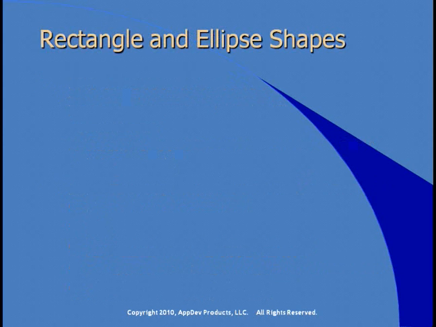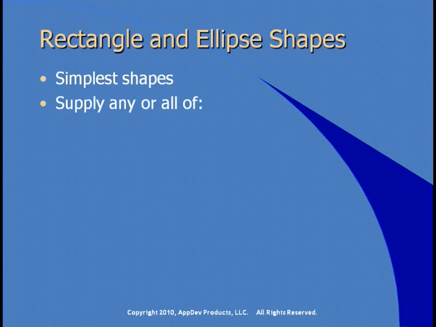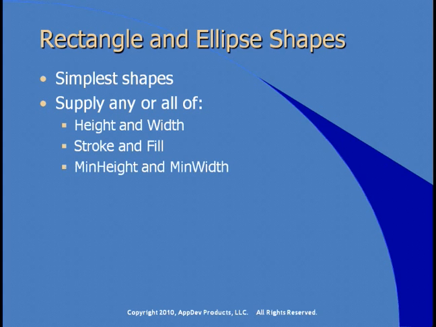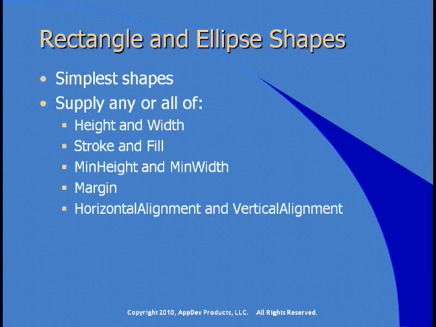Let's start with the simplest shapes, that is, rectangle and ellipse. You can supply any or all of these properties: the height and width, the stroke, that's the border, and the fill. You can specify a min height and min width property. You can specify a margin. Also, horizontal alignment and vertical alignment apply to these shapes.